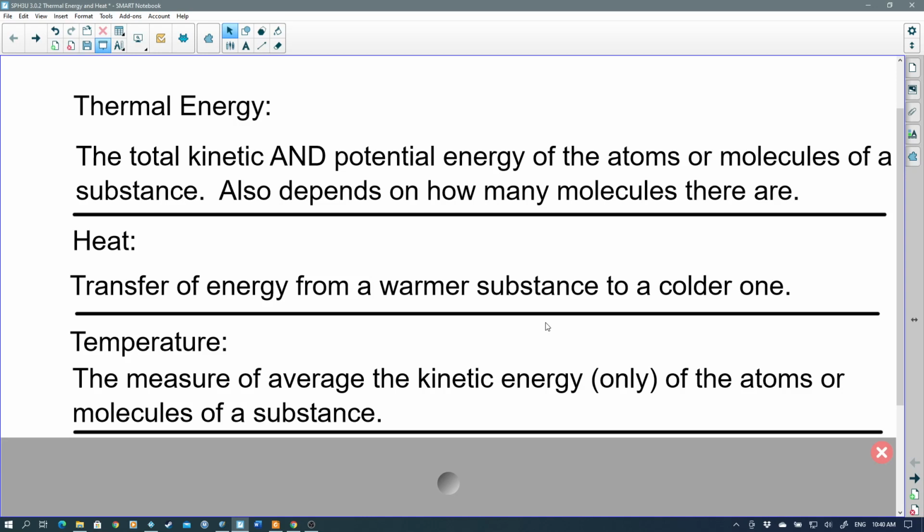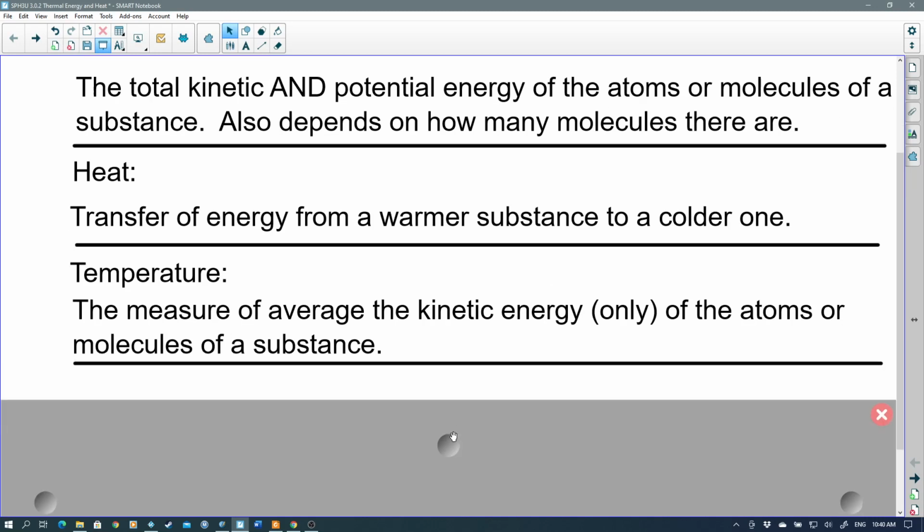And it's kind of like the whole idea of weight and mass. It's similar to that. But temperature, when you're reading off of a thermometer, what you're reading is the average kinetic energy of the atoms or molecules of the substance or the room. Whereas if you use the word heat, you're supposed to be talking about the transfer of energy from a warmer substance to a colder one.